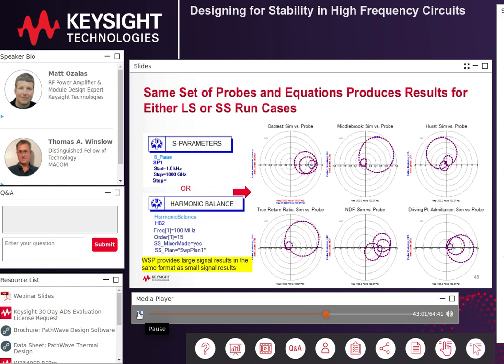Now, you might notice the results look exactly the same as they did in the small signal test case. That's actually expected because the sources are just linear for this example. But if you do have a nonlinear circuit like a power amplifier, you'll certainly get different results for large signal versus small signal stability simulation.